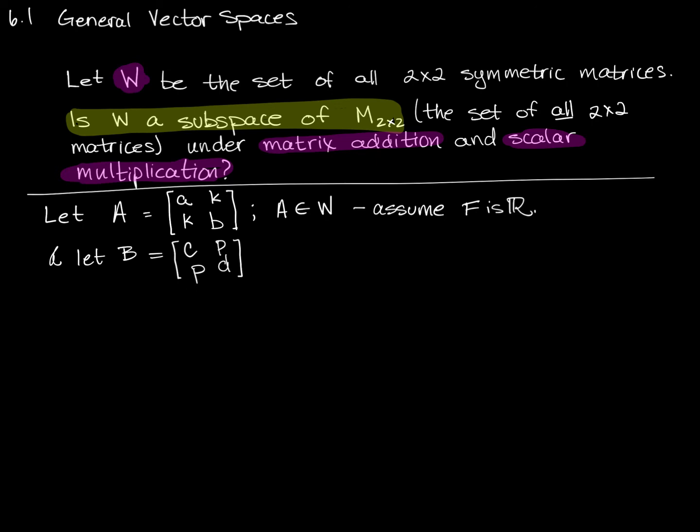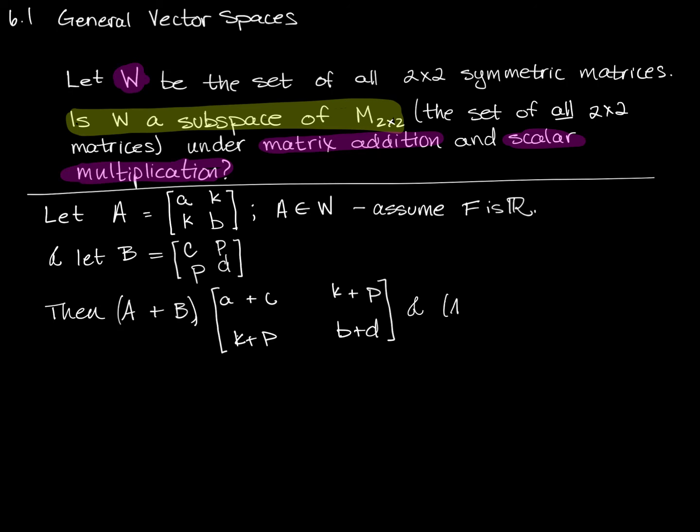Okay, so if A is this matrix and B is this matrix, then A plus B by matrix addition is A plus C, K plus P, K plus P, and B plus D. And as you can see, these two numbers are the same. So it doesn't matter what these are. When I take, actually, let's do this. A plus B is that.